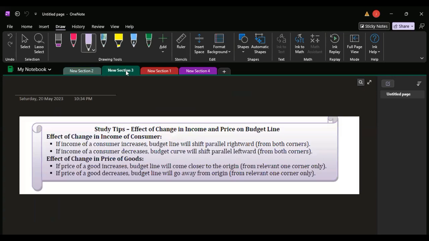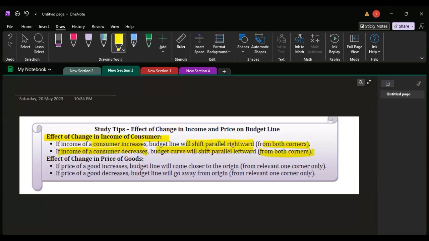So let's study this point from the notes. Effect of change in income of the consumer. If income of the consumer increases, the budget line will shift parallel or rightward from both corners. Similarly, vice versa: if income of the consumer decreases, the budget line is shifted parallel to the left on both points.